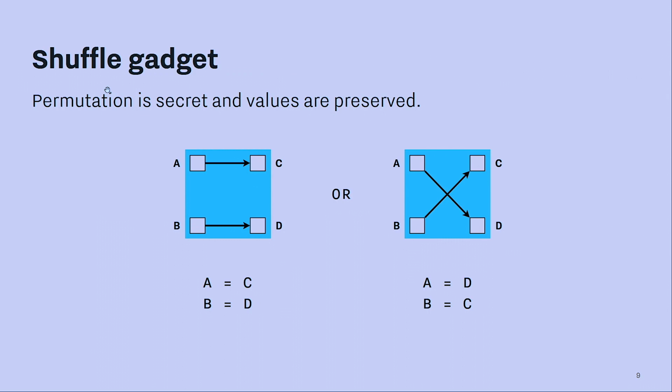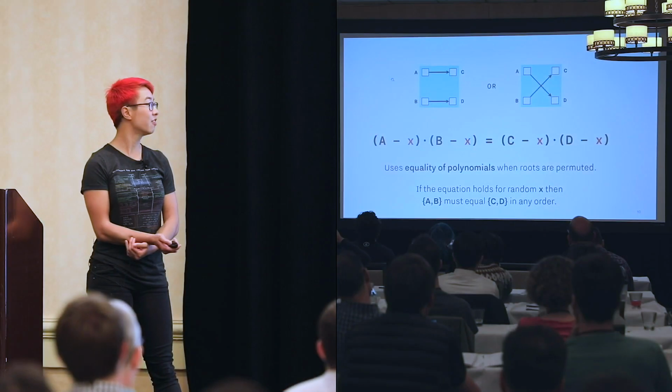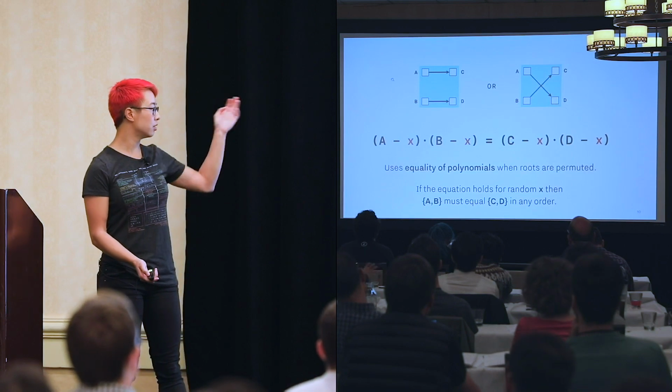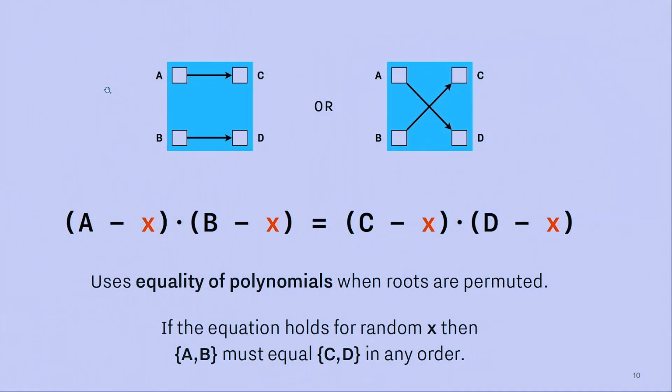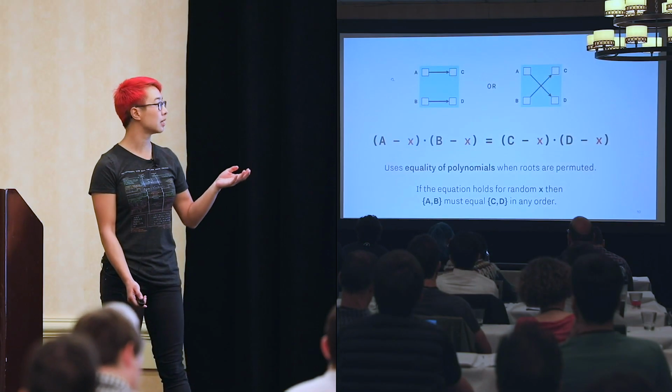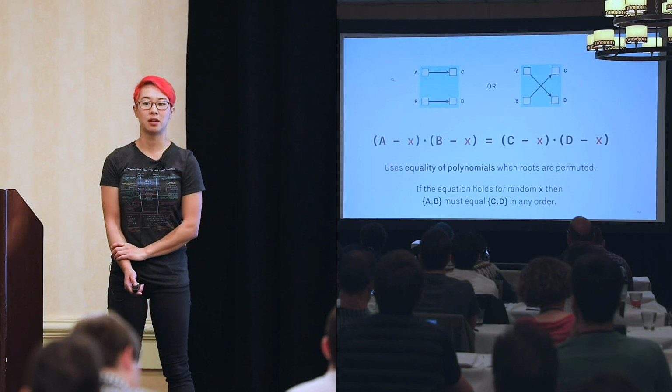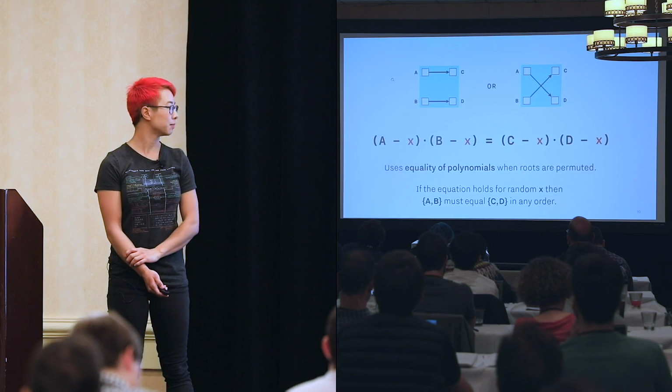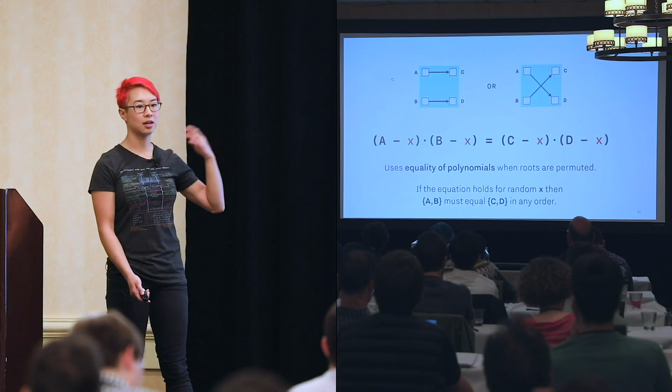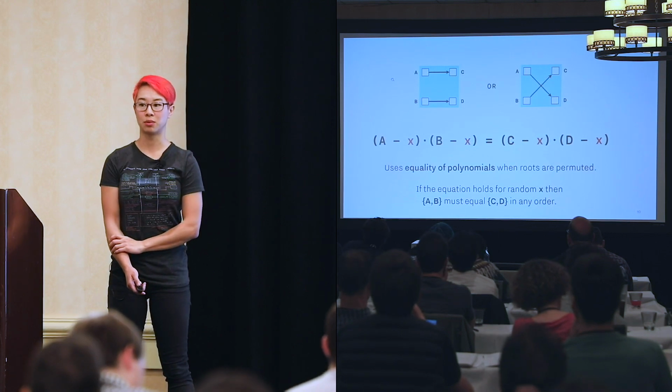There are many ways you can do this, but one way we can do it really efficiently using a challenge is to use equality of polynomials when roots are permuted. You get this challenge scalar x after you commit to A, B, C, and D. Then you make this equation: (a - x)(b - x) = (c - x)(d - x). This equation is true if and only if c and d are a valid permutation of a and b. That's really nice, and you can see how this generalizes to more inputs and outputs.